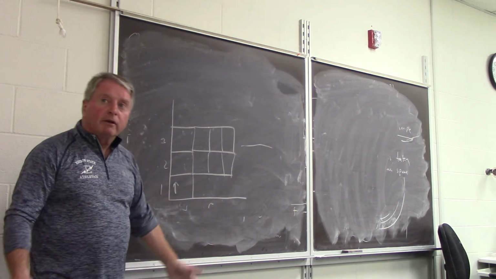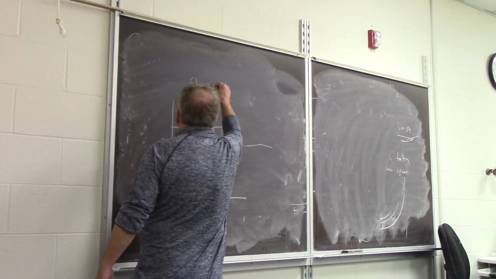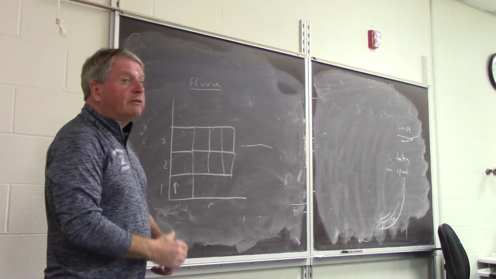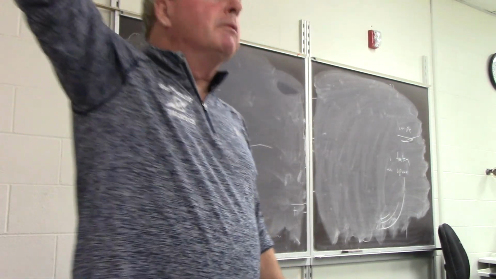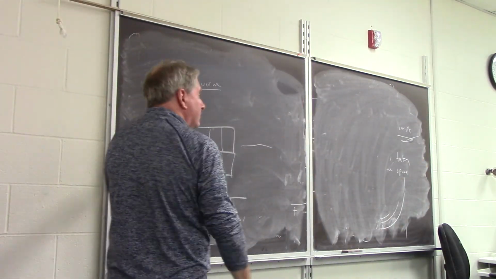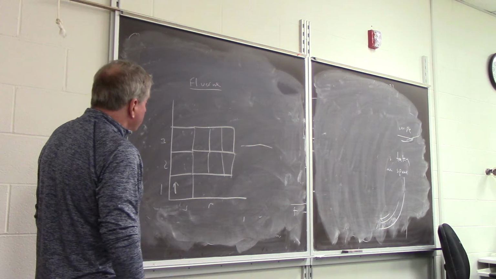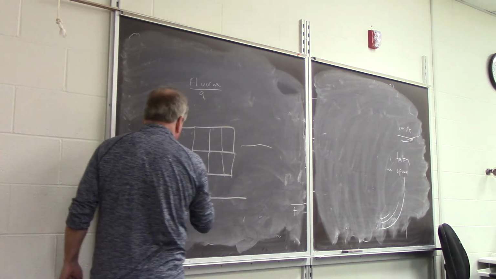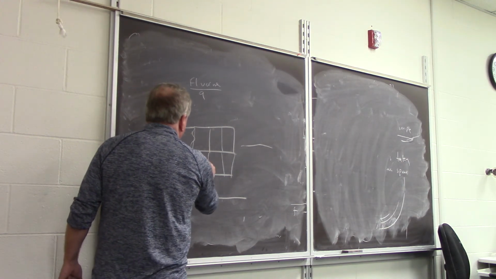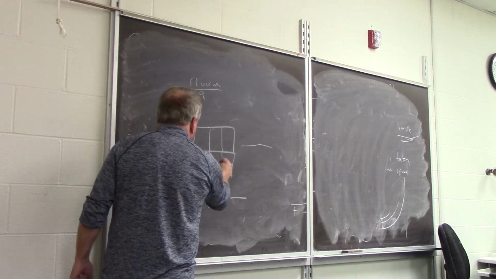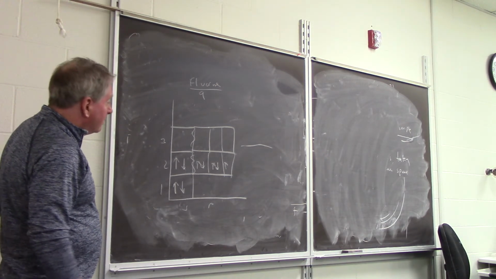Let's be more complicated. Let's try fluorine. How many electrons does fluorine have in its ground state? 9. The number of protons is the top number, the atomic number. The number of electrons, especially when it's in the ground state, is the same as the number of protons. So I had 9 electrons: 1, 2, 3, 4, 5, 6, 7, 8, 9.